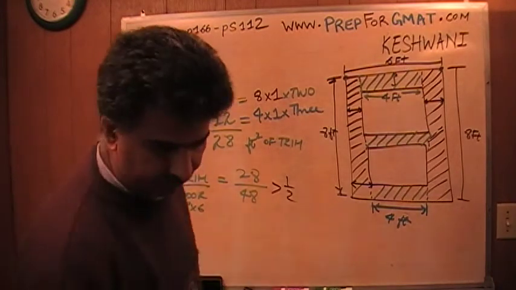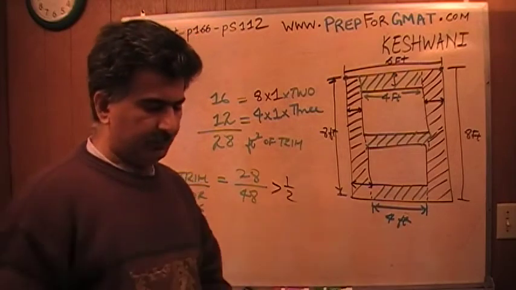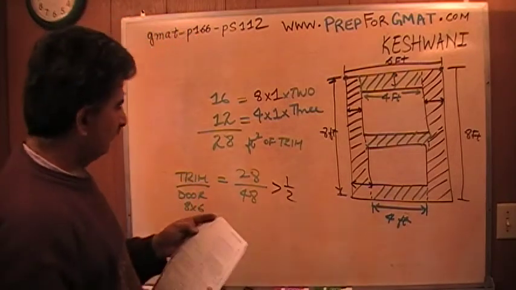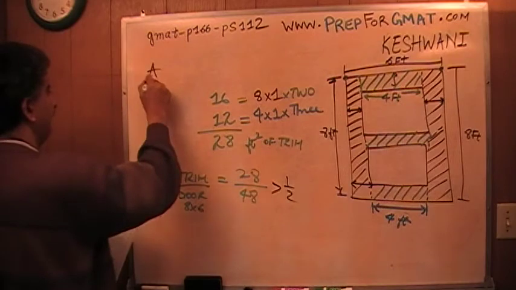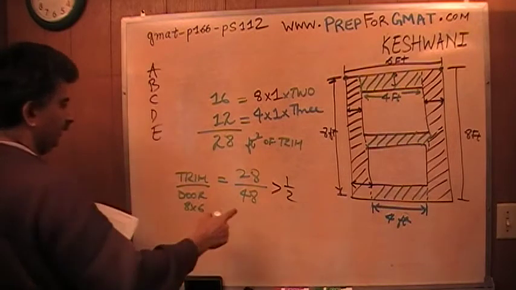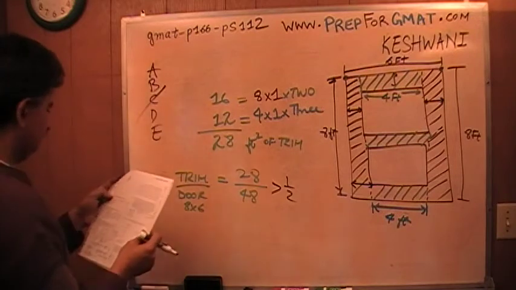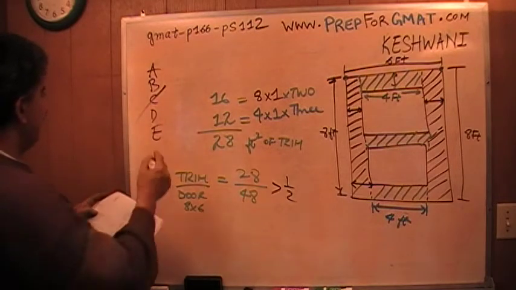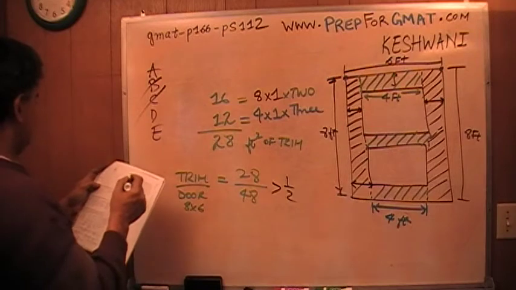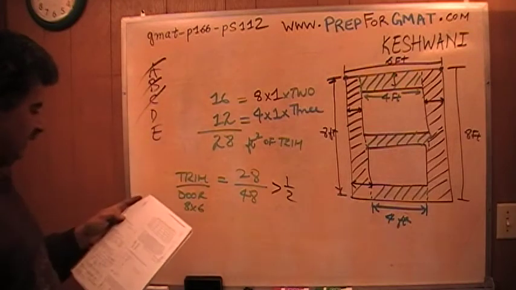Let's see what the answer choices are. A, B, C, D, E. And of course this is more than a half. 24 would have been half. So C is gone. B is less than half. A is very small. It's either D or E.